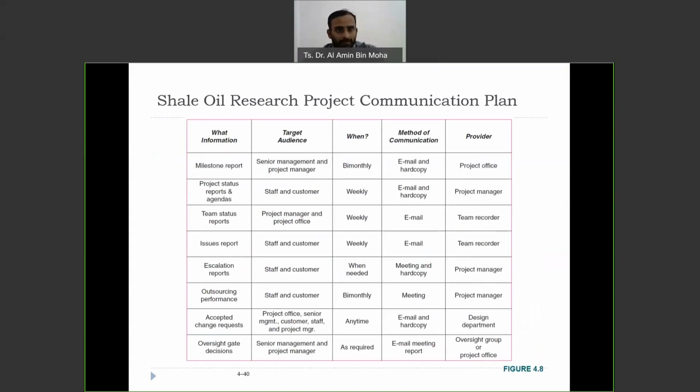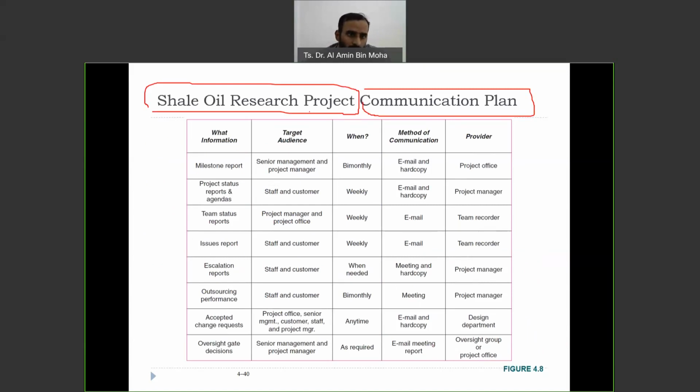Okay, so this is the example of the shale oil research project, and this is the communication plan. So what information, target audience, when, method of communication provided. You need to identify what information is to be communicated. Example here, they have milestone report, project status and reports, team status and reports, issues report, escalation reports, and more: all the documents, sourcing performance, acceptance, change request, offset gate decision, any decision that has been made, anything.